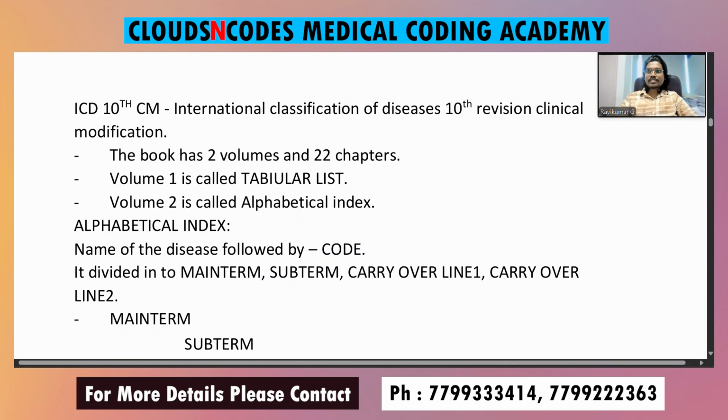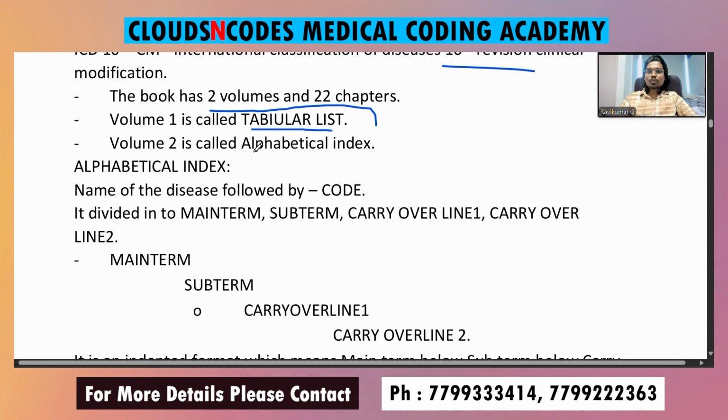ICD-10-CM, International Classification of Diseases, 10th Revision, Clinical Modification. This book has 2 volumes, 22 chapters. Volume 1 is called the tabular list. Volume 2 is called the alphabetical index.